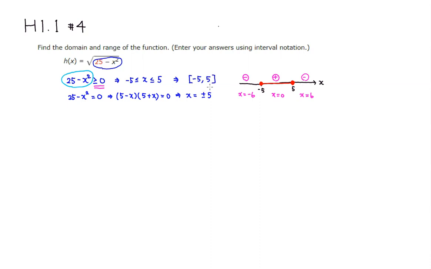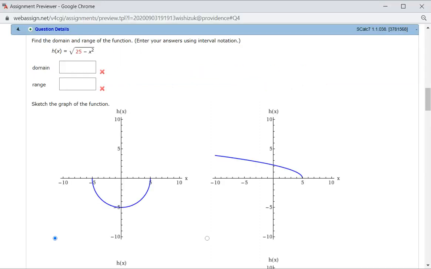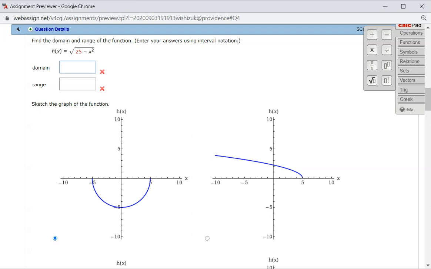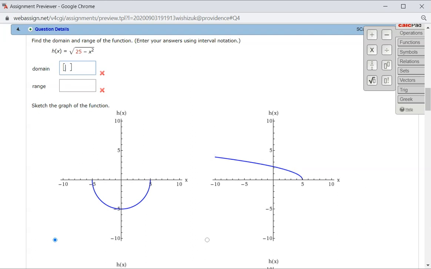All right, so let's type it in. The domain is going to be, square bracket, negative 5 to positive 5.